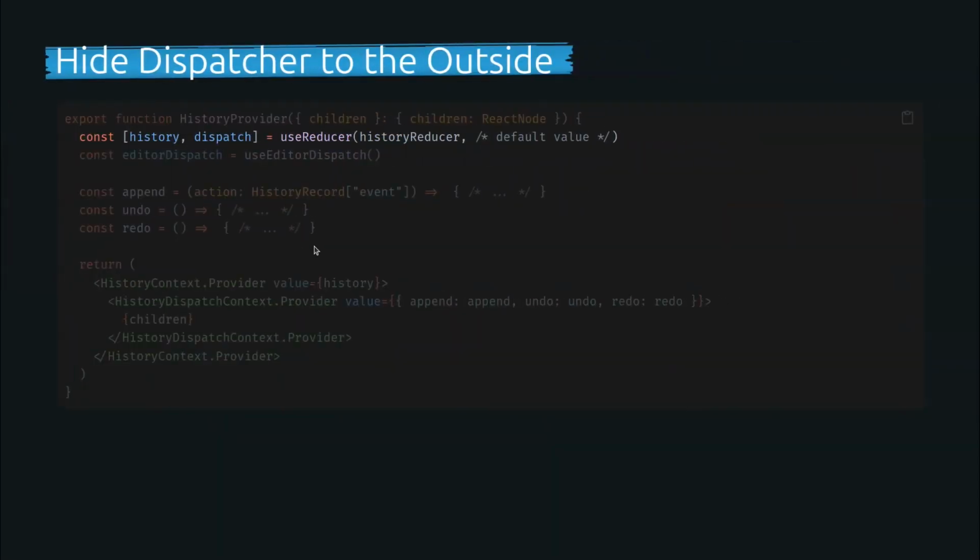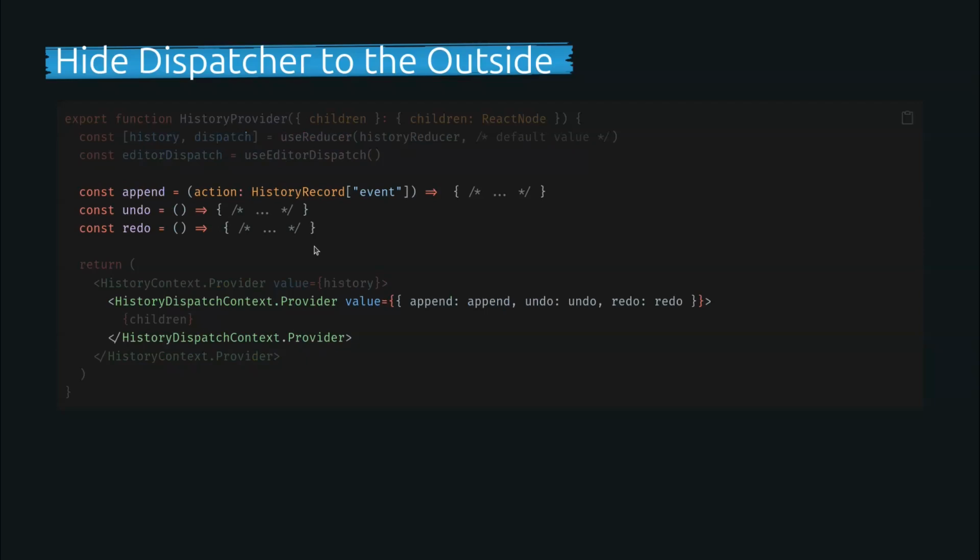And I want to show it to you because it has a different interface to the outside. Again, in this history provider, we have our useReducer to create a new reducer. It also uses now our editor dispatch because the history needs to modify the editor state in case we undo or redo an action. And here we define now three functions: append, undo, and redo. The same as for the editor, we have a context returning the state. But here it now differs. Instead of returning the dispatch, we actually do return three functions: append, undo, and redo.